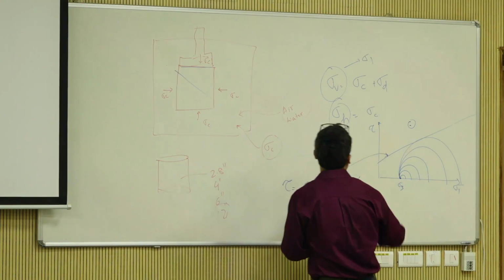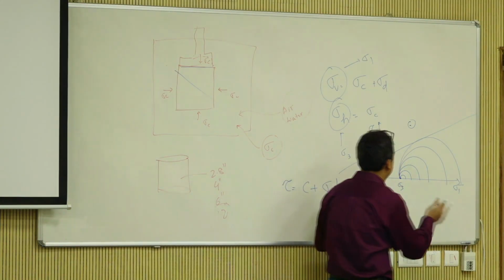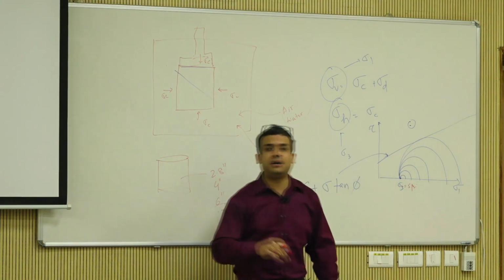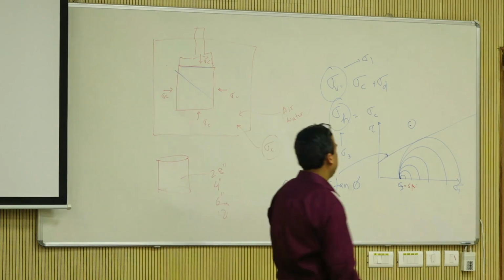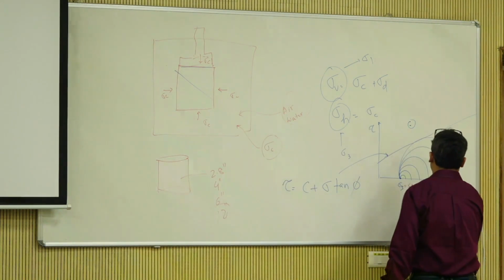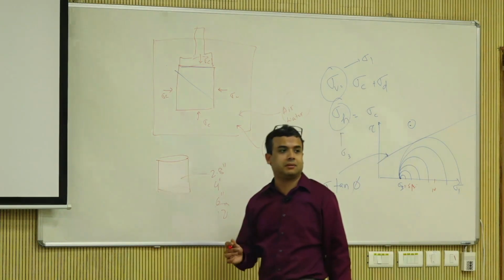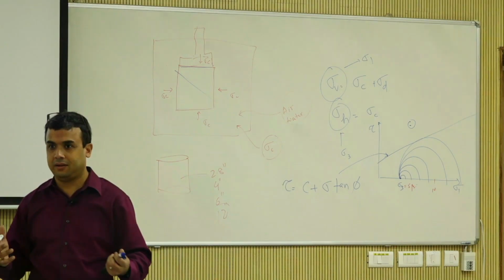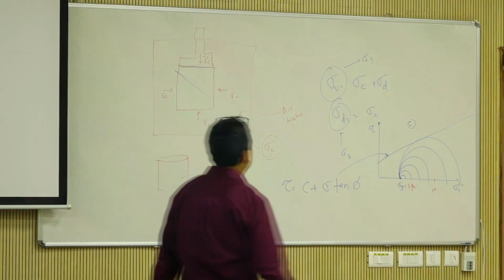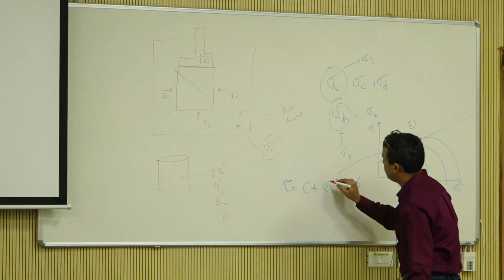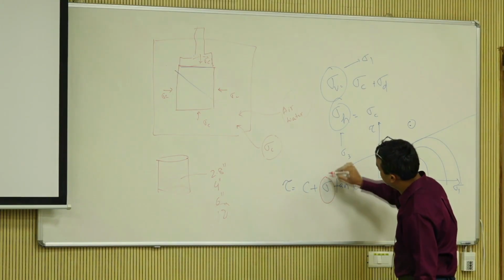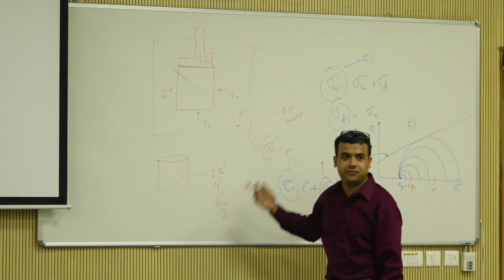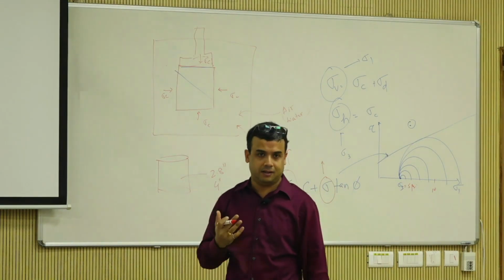At the second stage, when I do another test, what will happen? Let's just say this is 5 psi. Now I'm going to increase the confining pressure to 10 psi. Start this test at 10 here. So what will happen? The circles will get bigger, right? Because as sigma increases, your tau also increases.